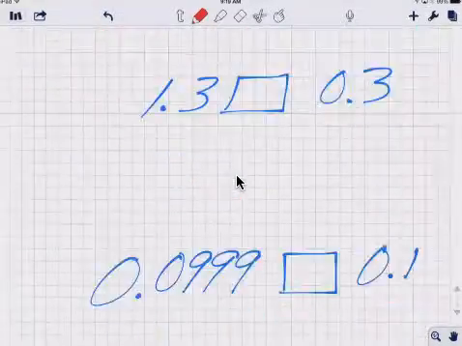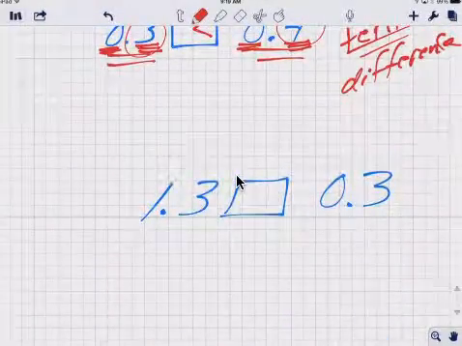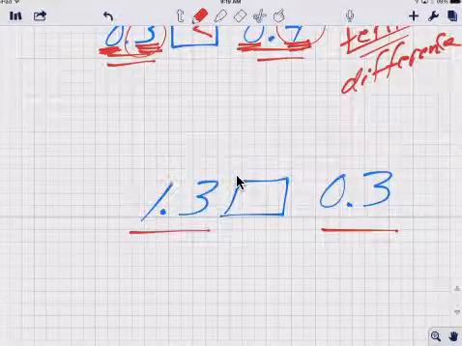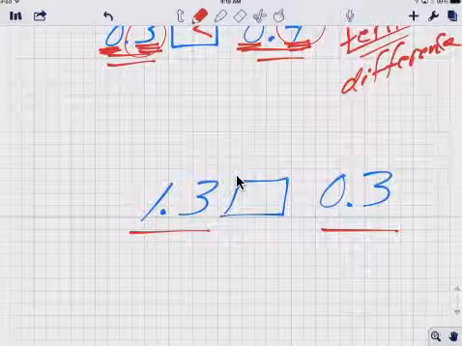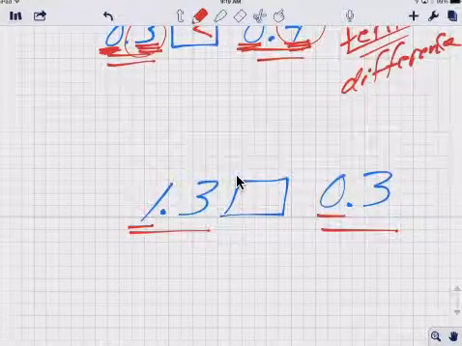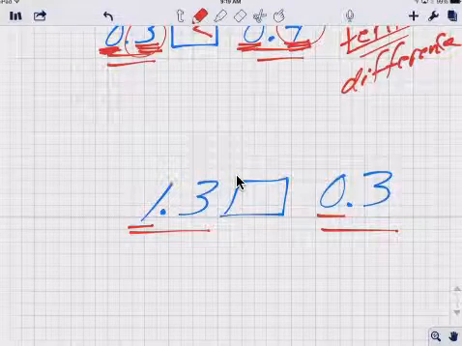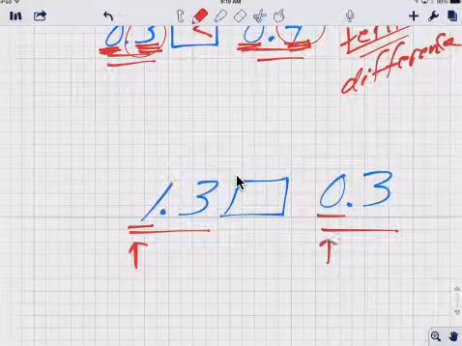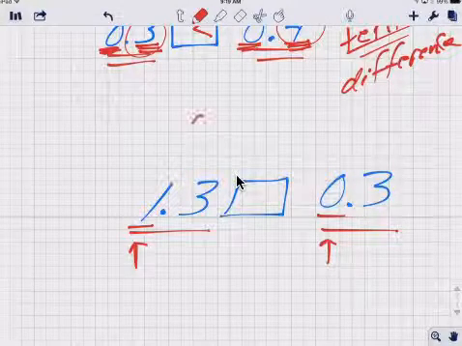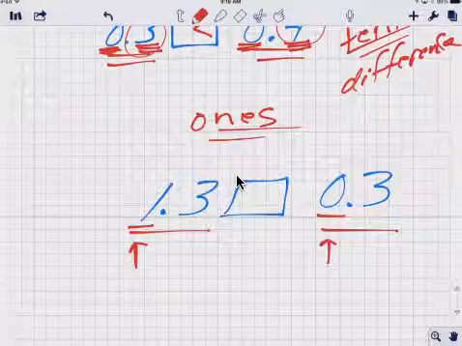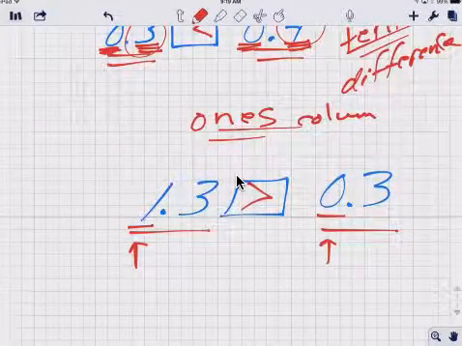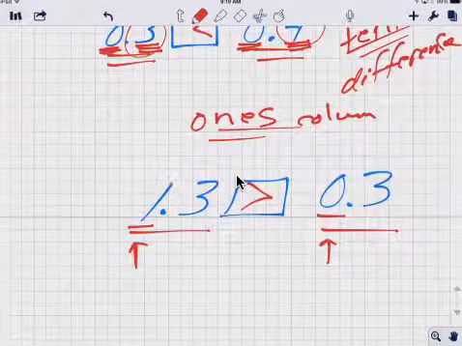Let's try another. Okay, this one here. We have 1 3/10 and 3/10. When you say it, when you hear it, it makes a lot of sense. But let's analyze the place columns. Here we're in the ones place. Here we're in the ones place. The 1 is bigger than the 0. We don't even need to look at the decimals because we've already compared the same place column. Our difference takes place in the ones column. So 1.3 is greater than 0.3, or 1 3/10 is greater than 3/10.